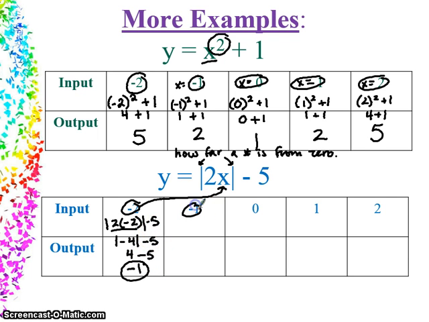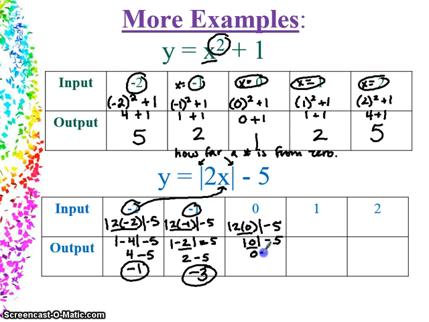Now do the same thing for the next input. Put negative 1 in for x. So we have the absolute value of 2 times negative 1 minus 5. Do what's inside first. 2 times negative 1 is negative 2. So the absolute value of negative 2, minus 5. How far away from 0 is negative 2? 2. 2 minus 5 makes negative 3. Substitute 0 for x. 2 times 0 is 0. How far away from 0 is 0? 0. And 0 minus 5 makes negative 5.